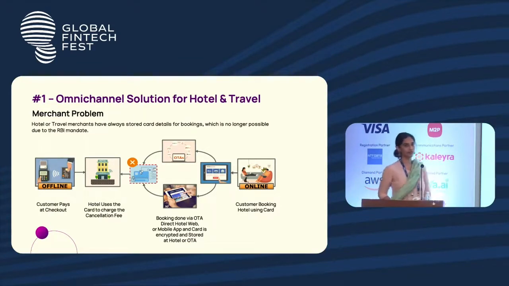That's a pictorial representation of how the pre-tokenized world was working, where the booking was done on the OTA. The transaction, which included the card credentials, was sent to the hotel. All the hotel details, including the card credentials, were stored on the direct hotel web, the hotel management software, and then used to pay at checkout.